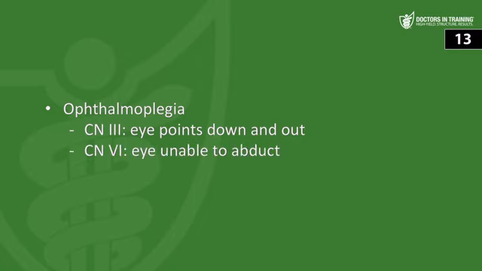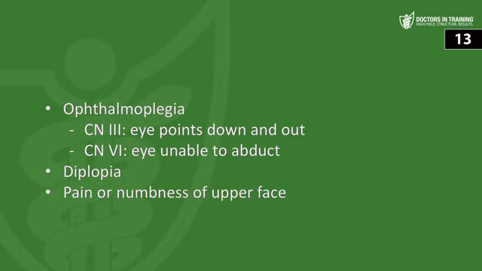So remember, cranial nerves 3, 4, and 6 all pass through the cavernous sinus, so this can cause varying degrees of ophthalmoplegia. For example, with the cranial nerve 3 lesion, the eye is going to point down and out. With the cranial nerve 6 lesion, the eye won't be able to abduct. And then ophthalmoplegia is actually going to present very often with double vision or diplopia. And also, since cranial nerve 5 passes through the cavernous sinus, an infection could lead to pain or numbness on the upper face.